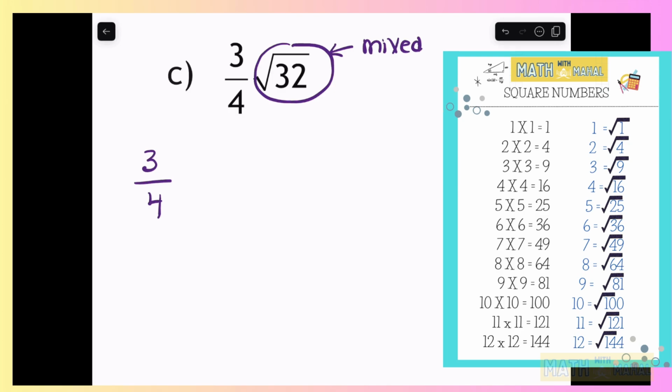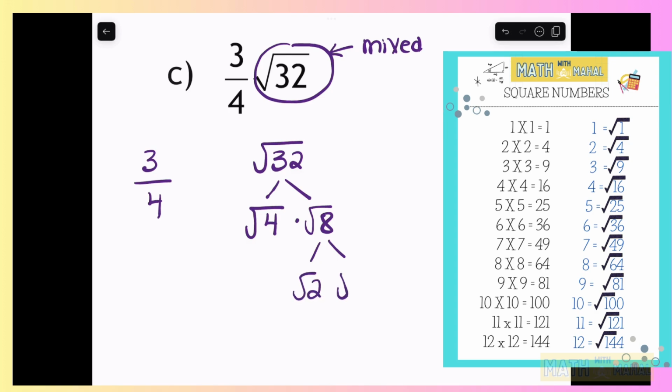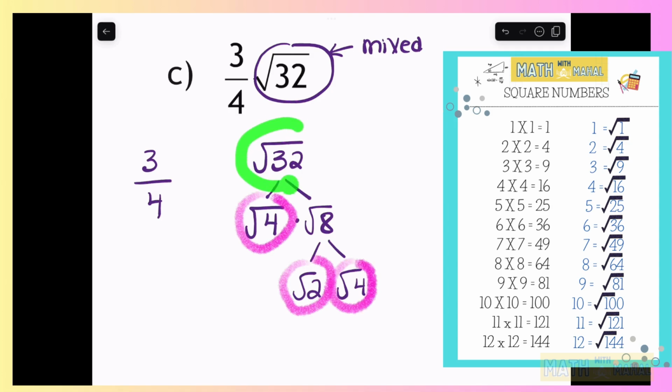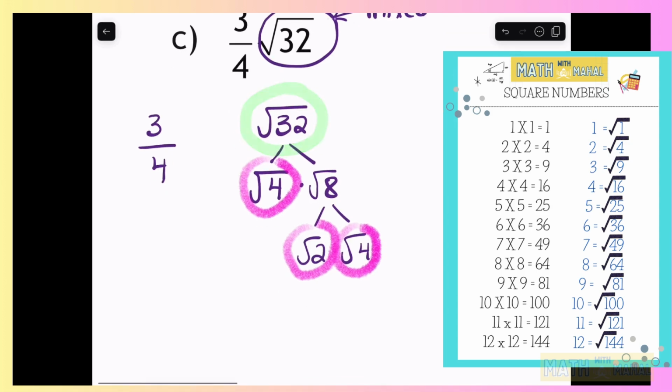So let's go ahead and look at our perfect square method. If I'm looking at the root of 32, I know that can be found by root 4 times root 8. Now I also know if I were to continue to factorize that, I would get root 2 times root 4. So my factors are these numbers here that multiply to root 32. Now 2 of these I can reduce. So my square root 4, I'll actually just rewrite everything right here so we can see what's happening.